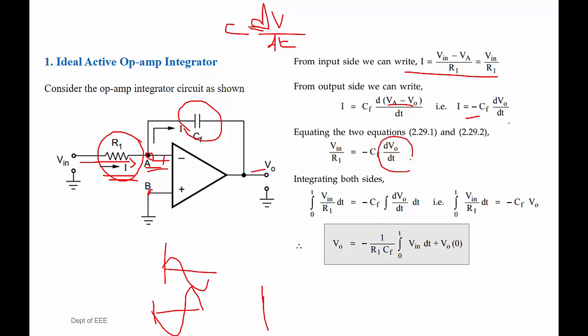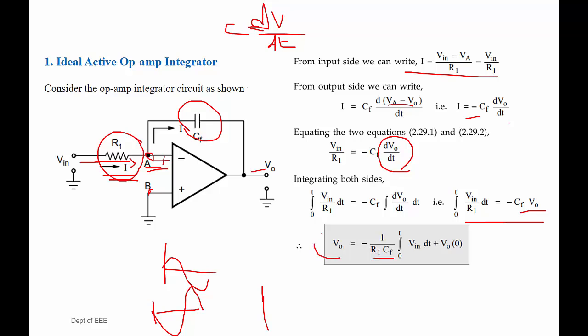In order to cancel this differentiation, you have to integrate on both sides. Integrating with respect to time from 0 to t, you get the integral of V in divided by R1 into dt, equal to minus CF integral of dV naught by dt into dt. The integral of dV naught by dt directly gives V naught. CF is constant, so you will get V naught equal to minus 1 by R1 CF integral from 0 to t of V in dt, plus V naught at 0.